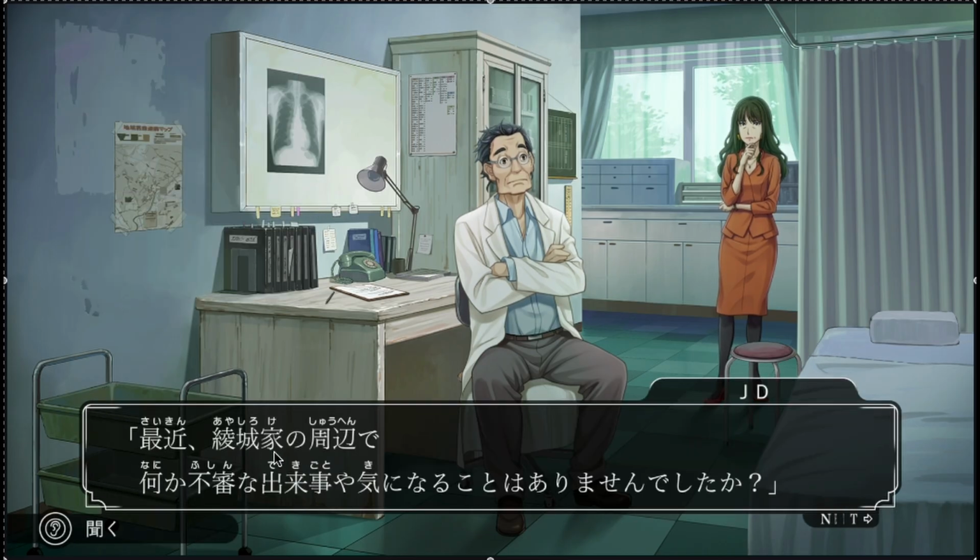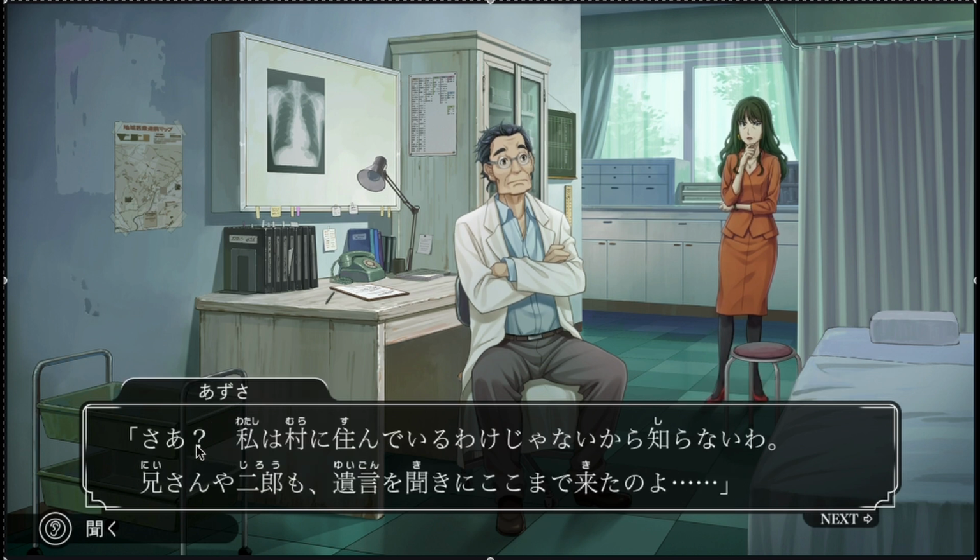最近綾代家の周辺で何か不審な出来事や気になることはありませんでしたか？ Okay, so Saikin is recently, family of Ayashiro. So Shu is like around, Hen is area, so I'm guessing surrounding the family. Nanika, something. Fushin looks unusual. Let's see what that means. Okay, doubt, suspicion, question, or strangeness. Dekigoto is an event. Ki ni naru, something that has got your attention. Koto wa arimasen deshita ka? Like, has there been anything?